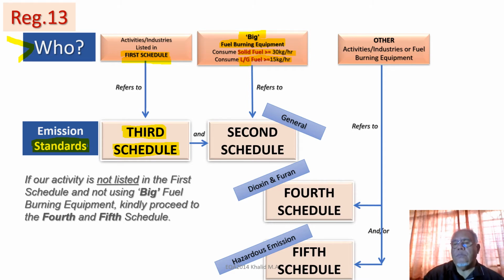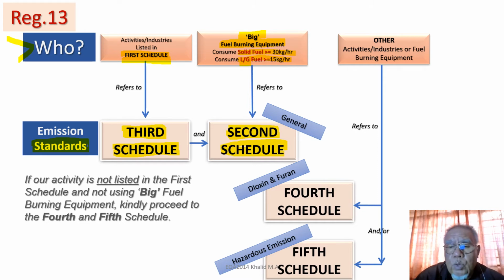And listen carefully, the nature of the fuel in terms of sulfur content is regulated under the second schedule, meaning if they are big boilers, big heaters, big burners, big fuel burning equipment, they are subscribing to the second schedule in terms of number one, the sulfur content, number two, the emission.